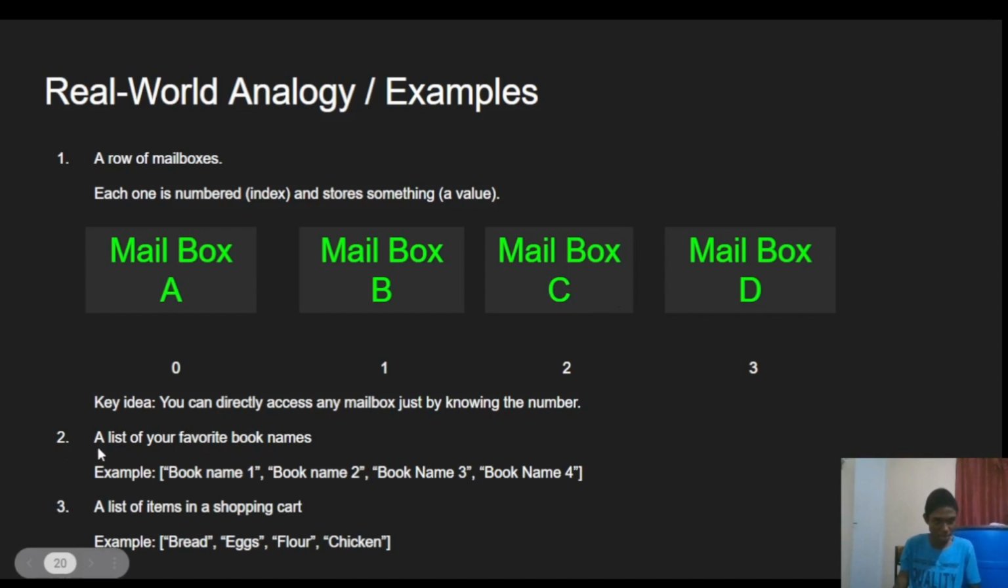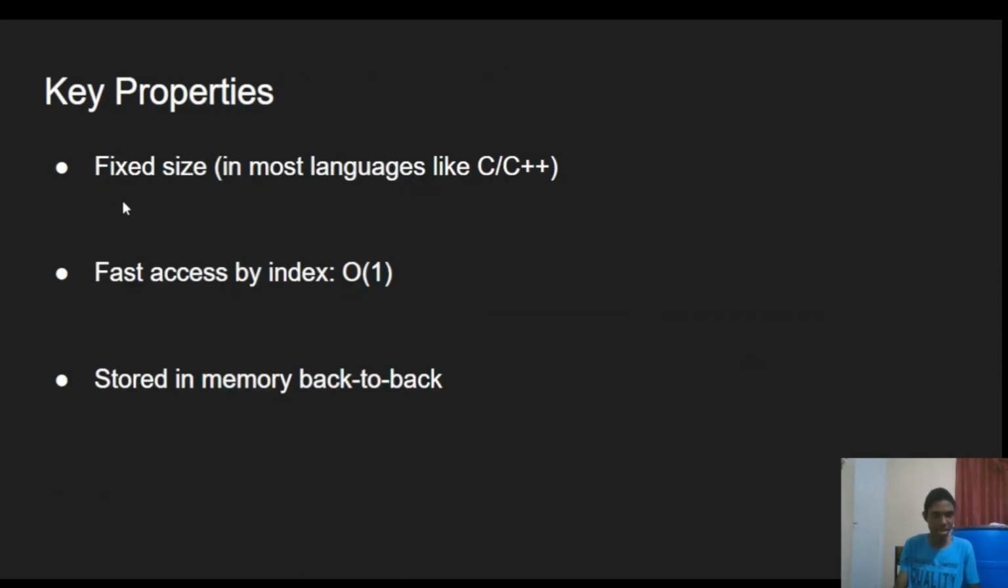Number 2, here's another example, a list of favorite book names. So we have a list of book name 1, book name 2, book name 3, and so on. And here's another one, a list of items in a shopping cart. So we have bread, eggs, flour, and chicken inside of the array or list.